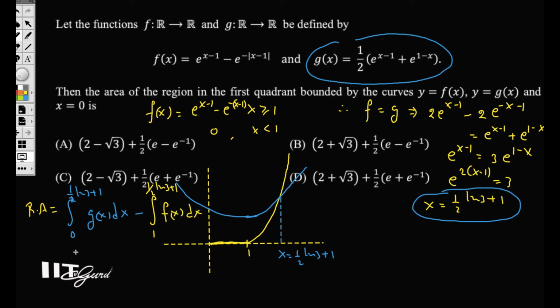Now to solve this, the blue area is the integral from 0 to half ln 3 plus 1 of gx, that is e power x minus 1 plus e power 1 minus x dx. If you solve and integrate this, it will become e power x minus 1 as it is, and minus e power 1 minus x.